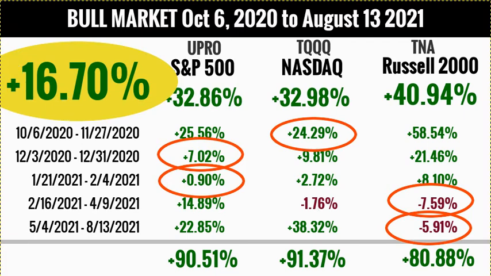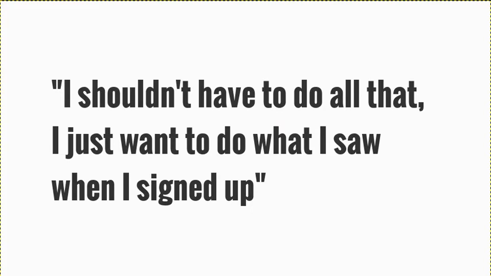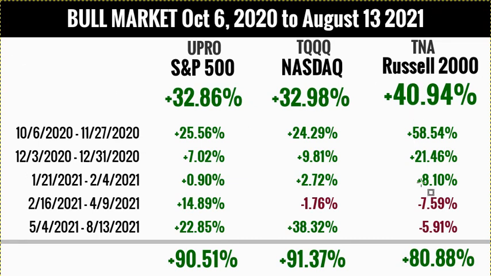Now, some of you are saying, well, I shouldn't have to do all that. I just want to do what I saw when I signed up. And that's just fine. Then do the TNA right here, but don't go getting upset if you're not making any money, because as you see here, it's doing the same as the others. So just give it some time. It's really not that hard to give this up and come over here to the UPRO, which has never had a loser and actually made a little bit more money. So every time you get an alert for TNA, you buy UPRO instead. It's really that simple.